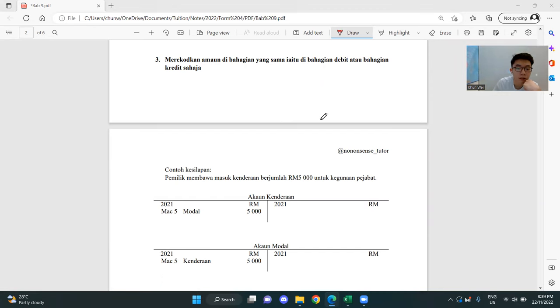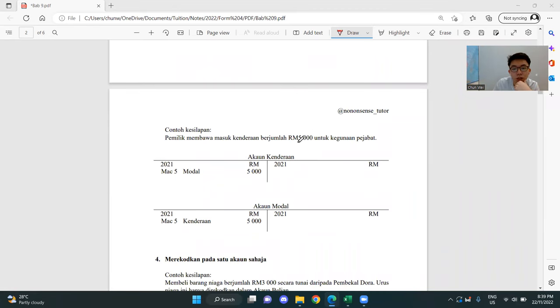So contoh kesilapan. Pemilik membawa masuk kenderaan berjumlah RM5,000 untuk kegunaan pejabat. So, by right, okay, kita patutnya debit apa? Because you bawa masuk kenderaan. So, kenderaan masuk. Masuk means debit. So, you debit your kenderaan 5,000. Okay, if you debit, kita mesti credit. So, another one, we must credit. You bawa masuk is a keyword for modal, pertambahan. So you credit your modal 5,000.